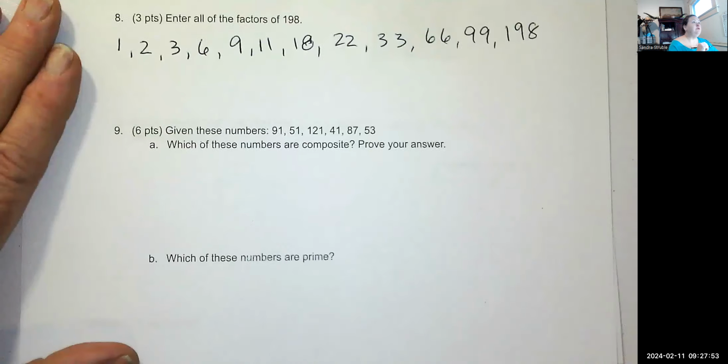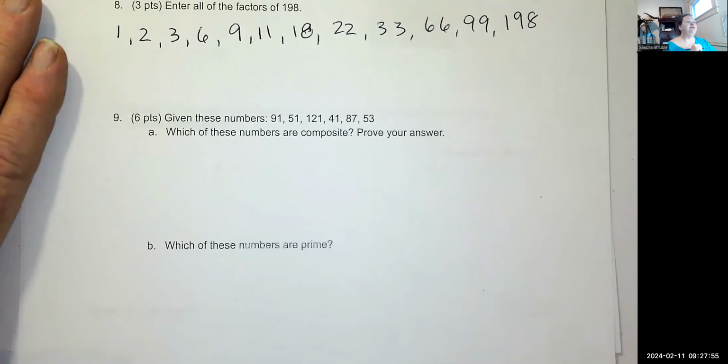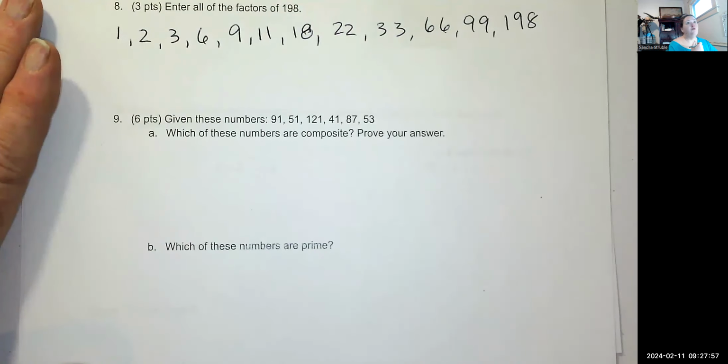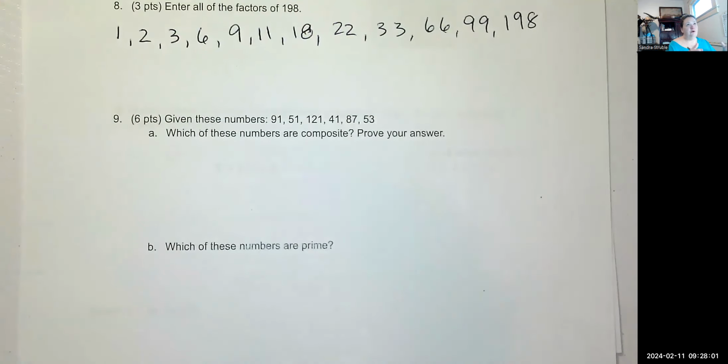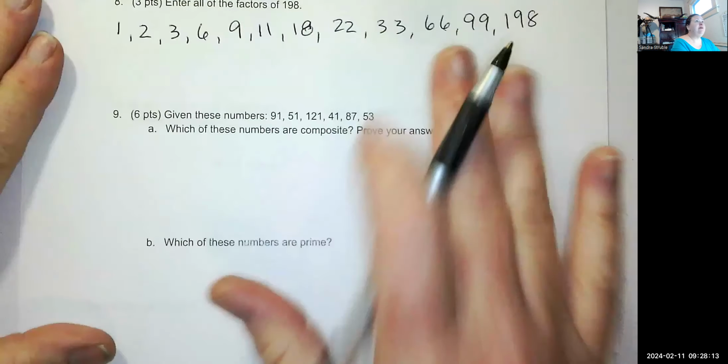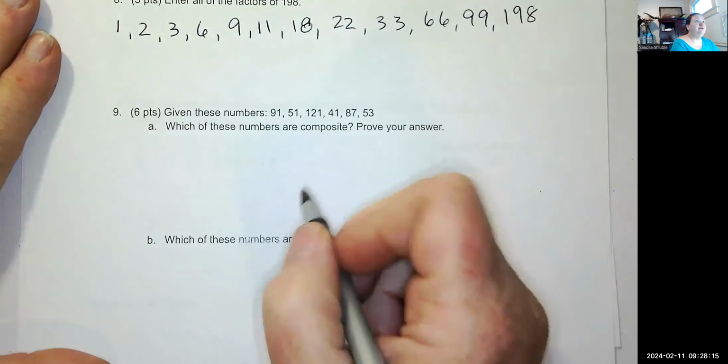Given these numbers, which of these numbers are composite? Prove your answer. Composite is just where more than just the number and itself will go into the number. So prime is where the only things that you can factor the number from is 1 and itself. So there's only a couple of those. We have to prove the ones that are composite to prove they're not prime.